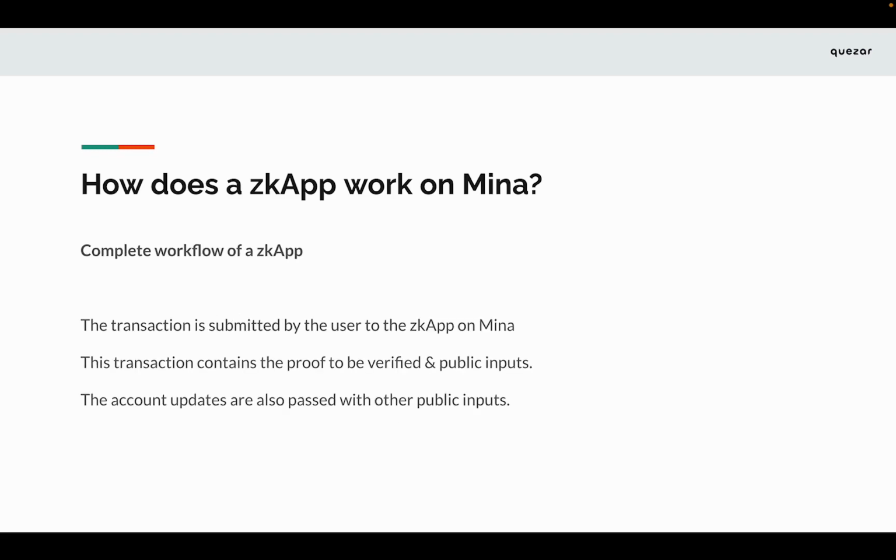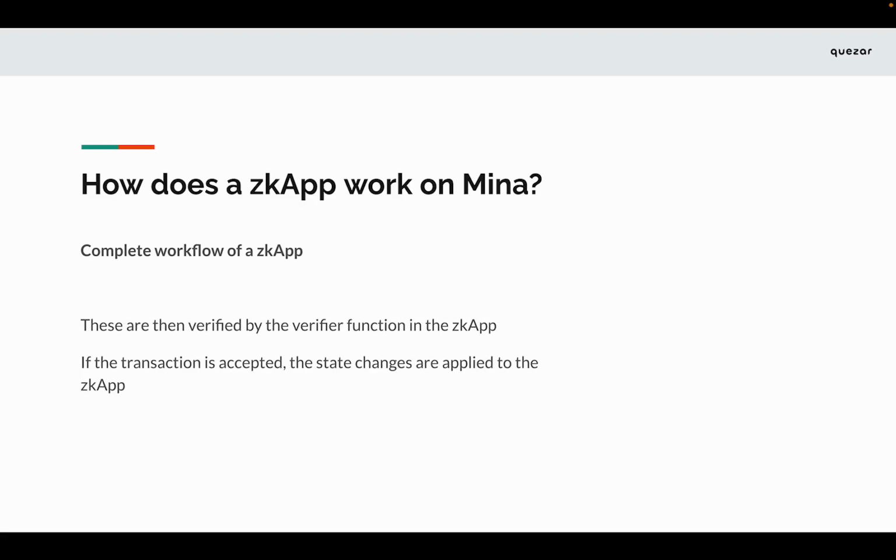The transaction is submitted by the user to the zkApp on Mina. This transaction contains the proof to be verified and public inputs. The account updates are also passed with other public input. These are then verified by the verifier function in the zkApp. If a transaction is accepted, meaning all of the constraints of the prover function are passed, the state changes are applied to the zkApp.